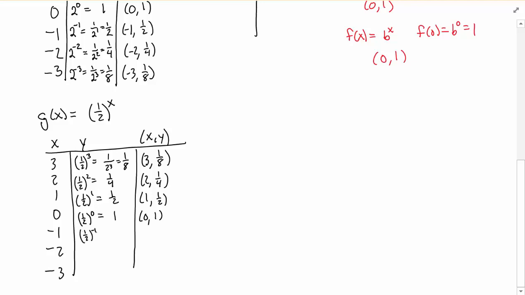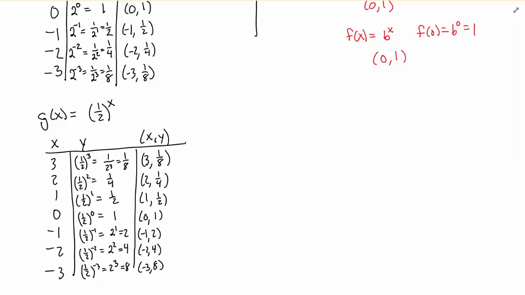1/2 to the negative 1. So this negative is a reciprocal. So this is the same as 2 to the first over 1 to the first, which is just 2. So I have negative 1 comma 2. And then 1/2 to the negative 2 is going to be the same as 2 squared over 1 squared, which is just 4. So negative 2 comma 4. And last one, 1/2 to the negative 3 is the same as 2 cubed over 1 cubed. That's 8. So negative 3 comma 8.